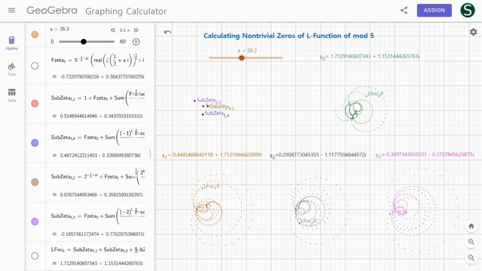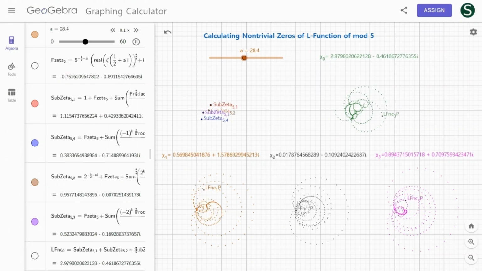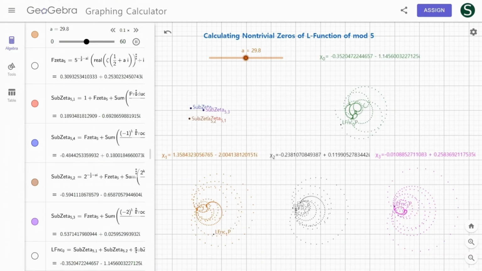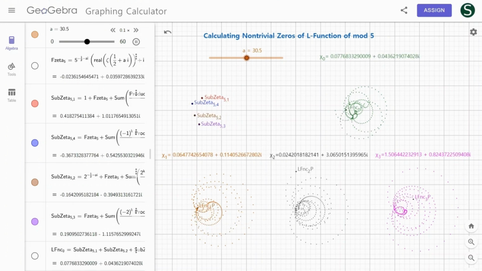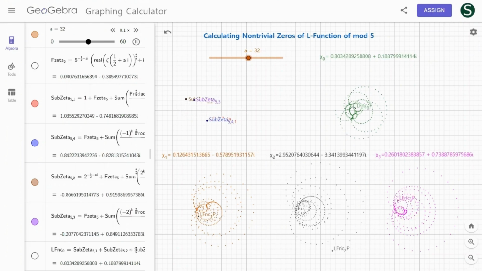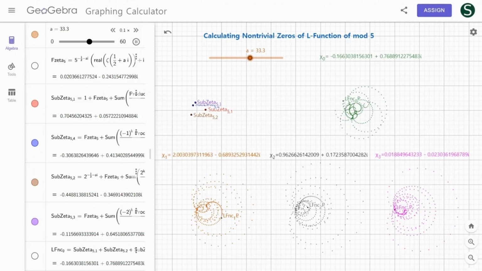The L function chi0 is the subordinate zeta function 5, 1 plus 5, 2 plus 5, 3 plus 5, 4. So it is equal to the zeta function of 1 minus 5 to the power of minus 1/2 minus ai. And the nontrivial zeros are also the same as the zeta function.